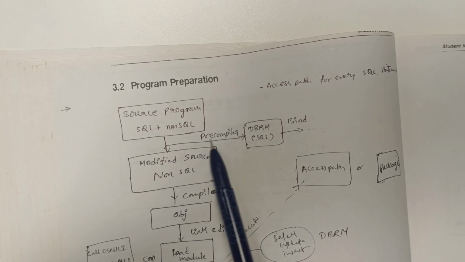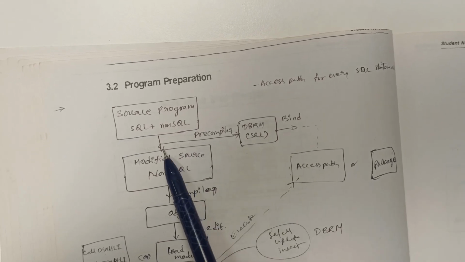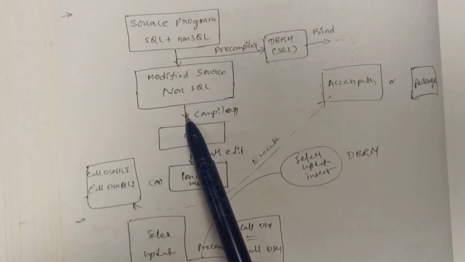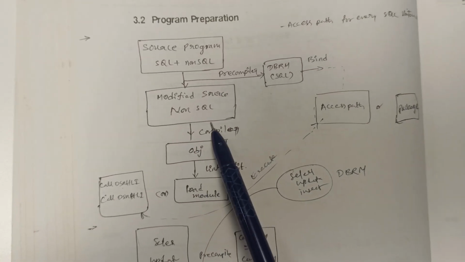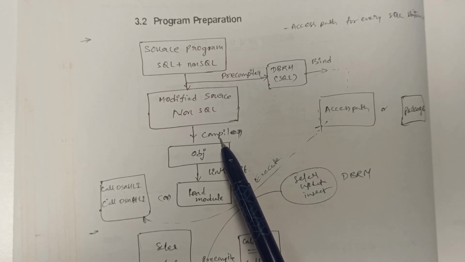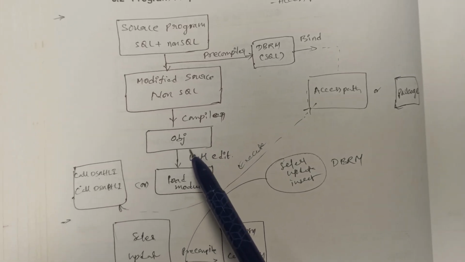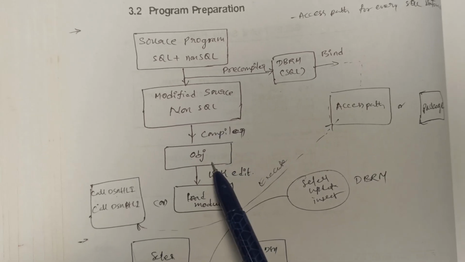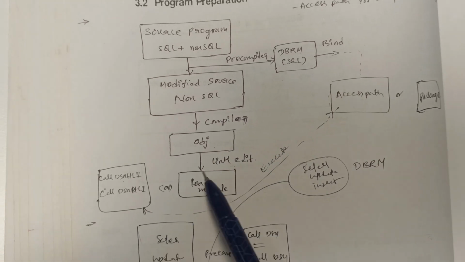First the pre-compiler will extract the SQL statements and non-SQL statements as separate processes. The non-SQL statements go through this process: the compiler checks for syntax errors, similar to the COBOL compiler, and creates the object module, and then by using link edit it creates the load module.